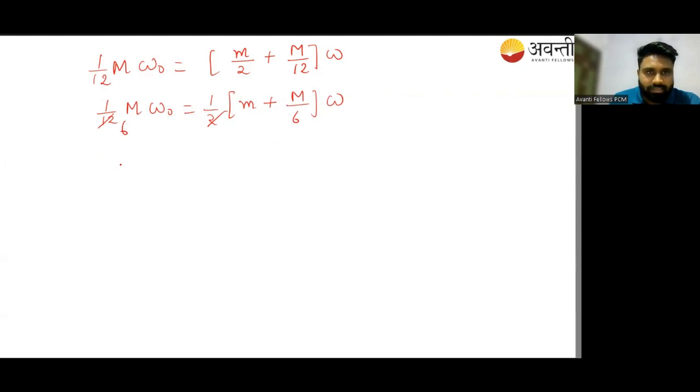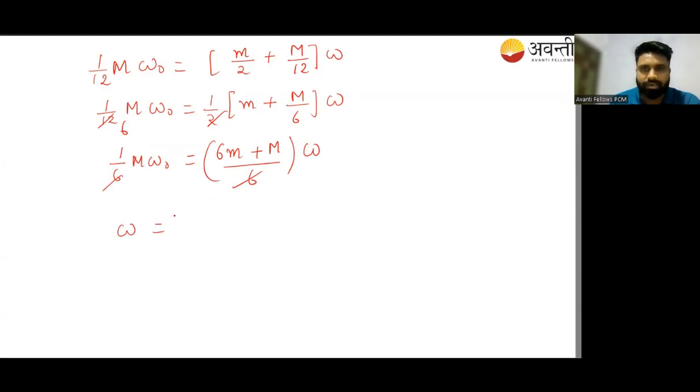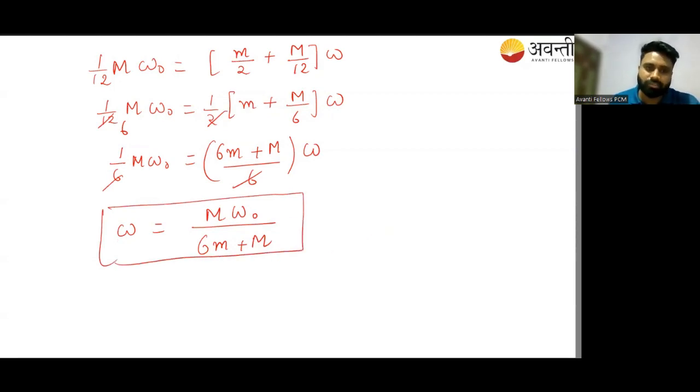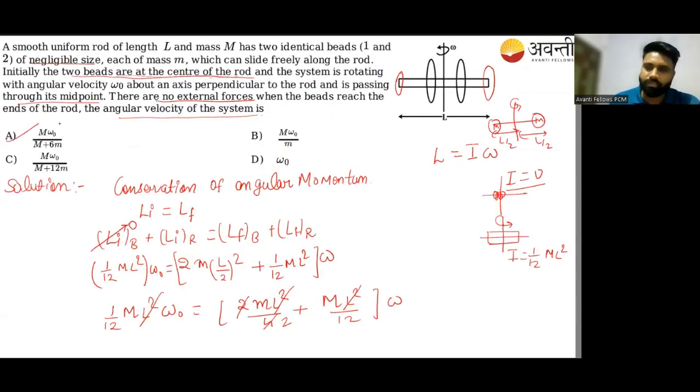What you will get is 1 by 6 capital M into omega naught is equal to 6 small m plus capital M divided by 6, into omega. 6 and 6 cancel out. You have to find the value of omega, so put this term on the LHS. So it is capital M omega naught divided by 6 times small m plus capital M. Okay, so this is the final answer you have, and this is option number 3.